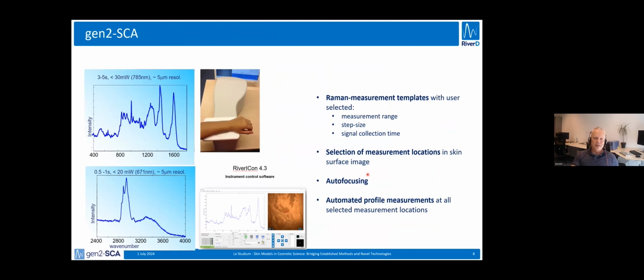Measurements take place in two regions of the Raman spectrum. The so-called fingerprint region, which, as you can see, has many different bands, lots of spectroscopic information, therefore molecular information. And the high wave number region, which looks a little bit boring, perhaps, but gives detailed information about, for instance, the water concentration in the tissue.